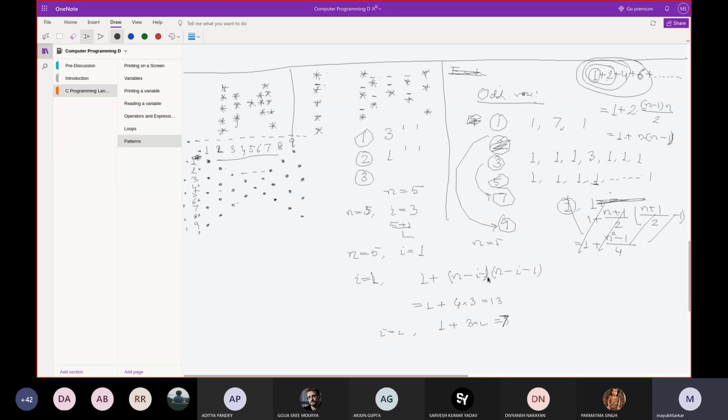So what about n minus 1 minus 1 and n minus 1 minus 2? In that case, i is equal to 1, this will be 3 into 2, that will be 17 in that case. And for 2, 5 minus 2 minus 1, 3, 2, 5 minus 2, 3. Yes, it's working now. So the rule is something like this for odd row.